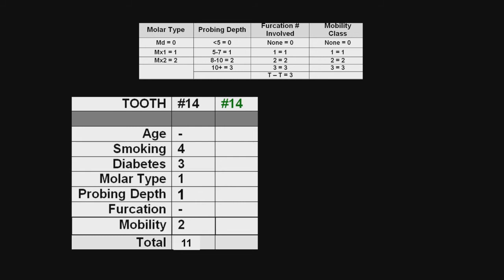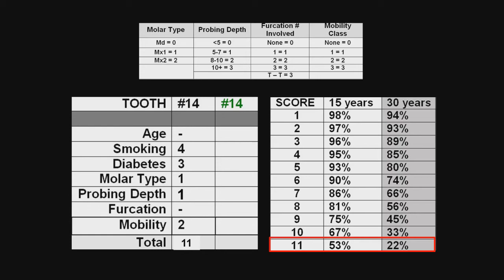So we add the figures up, and this patient scores 11. What does 11 mean? The patient has only a 50% chance of keeping her teeth for 15 years. Does that mean she's going to lose all of them? No. But in all probability, without treatment, she will have lost a tooth or 2, maybe even more, in 15 years.